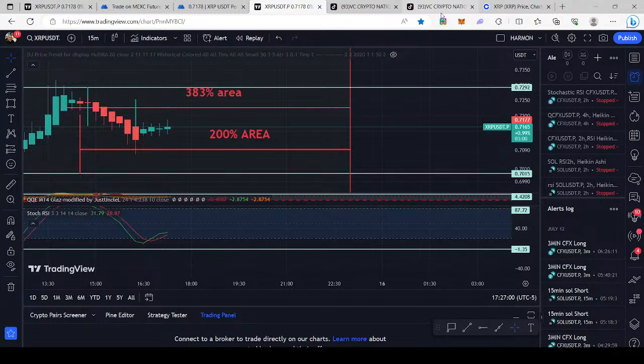Mike, so what we're using here is TradingView, right? So you don't have to pay for TradingView. You can get a free version of TradingView.